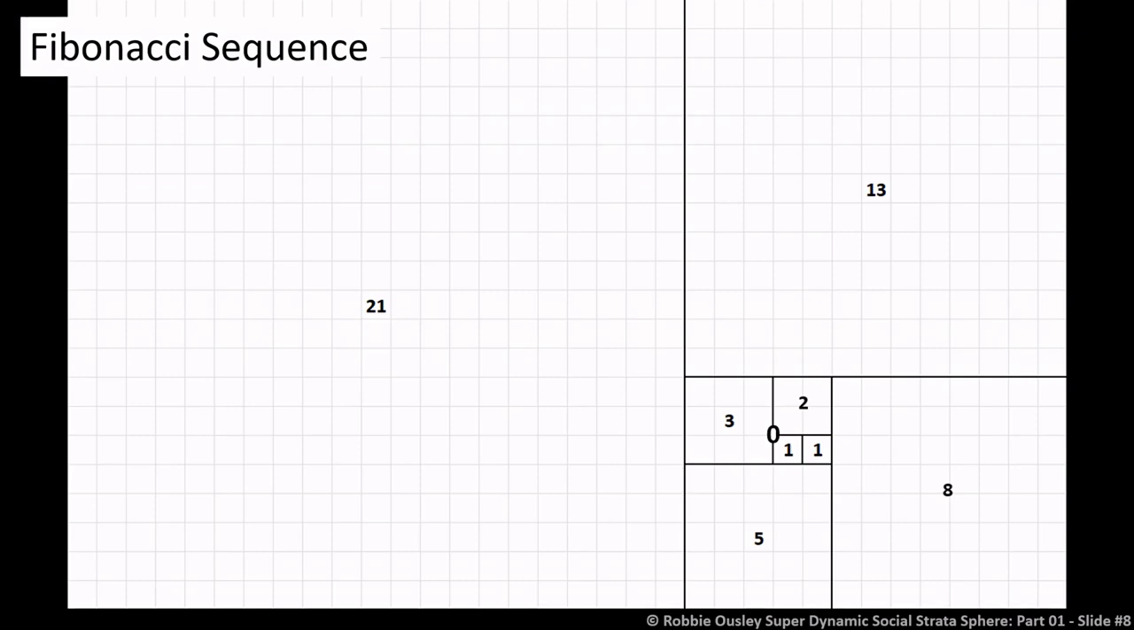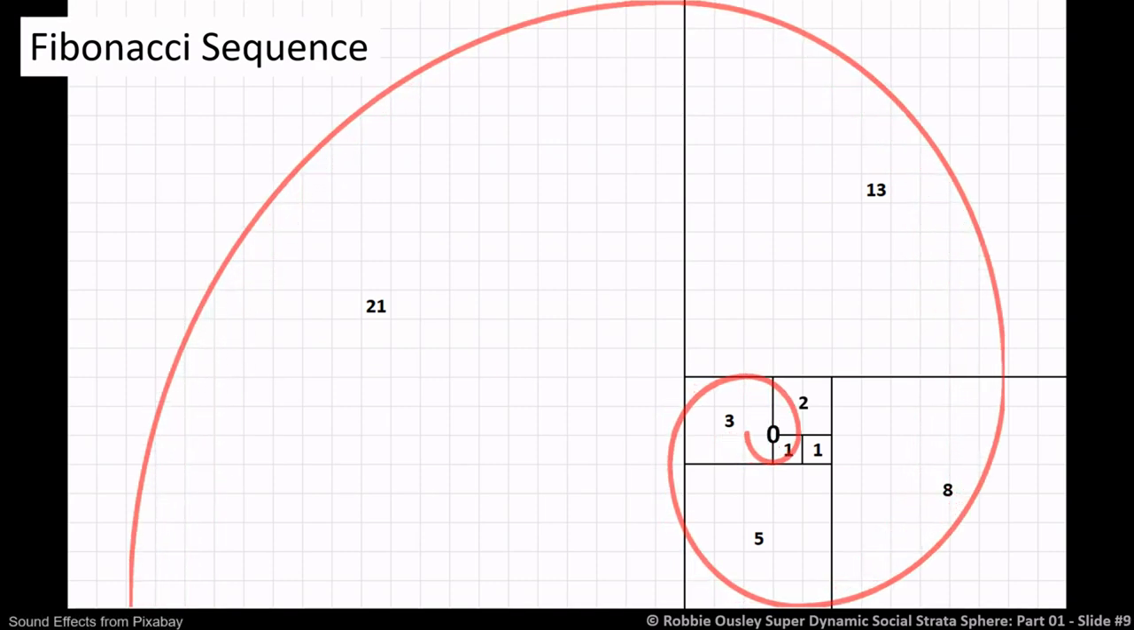The sequence starts with 0, then 1, and 1 again because 0 plus 1 is 1. Then continues with 1 plus 1 equals 2, then 3, 5, 8, 13, 21, 34, 55, 89, 144, and so on to infinity. The Fibonacci sequence depicts a very special shape found throughout nature. Now it is called the golden spiral.